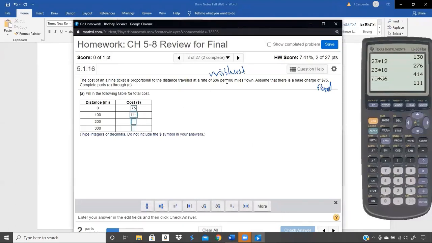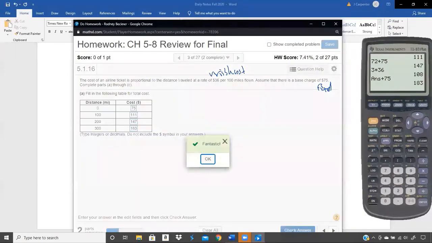To go 200 miles, we'll pay $36 twice because 200 is 2 times 100. So that means we'll pay $72 for the distance plus the base charge of $75, being 147. And then if we go 300 miles, we'll pay this $36 three times because 300 is 3 times 100. So we'll do 3 times 36. That's our variable cost. So $108 for the mileage plus the fixed cost for running the airport and everything of $75. So 183. And everything looks good.